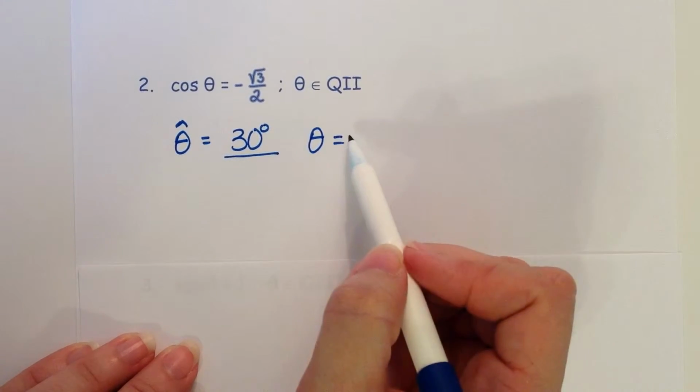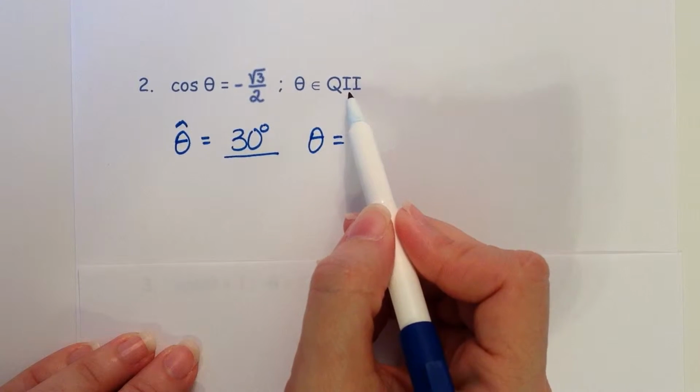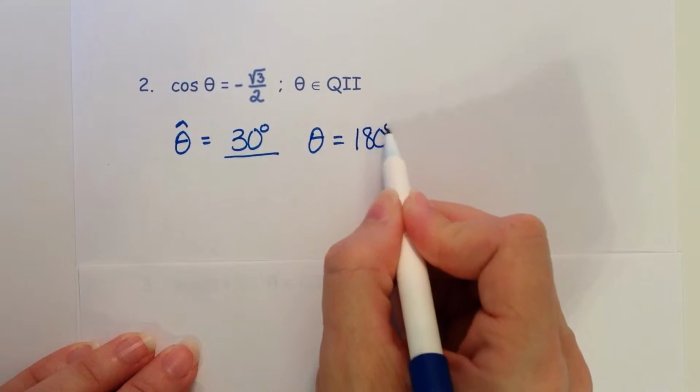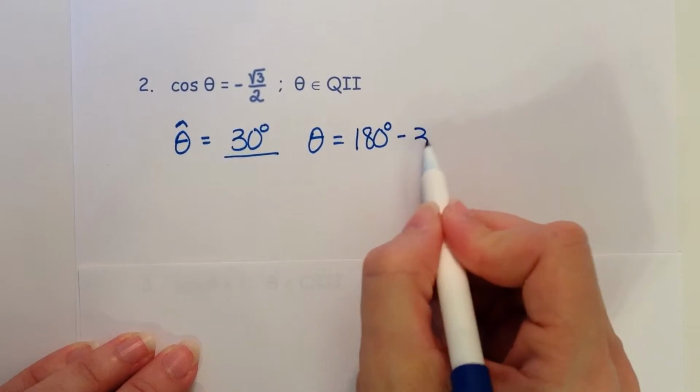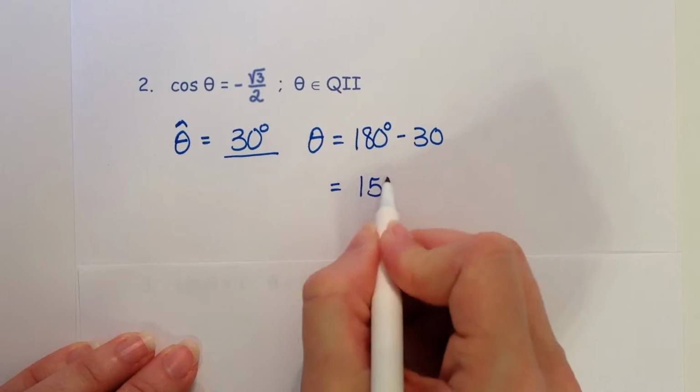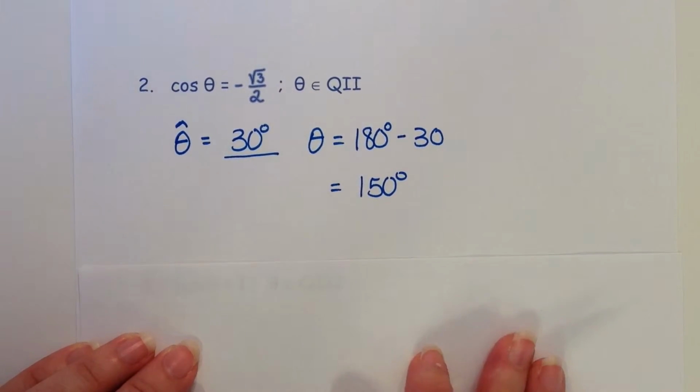Then to find our angle that we're looking for, since we're in the second quadrant, the rule that I gave you was to do 180 degrees minus the reference angle. So our answer for this problem would be 150 degrees.